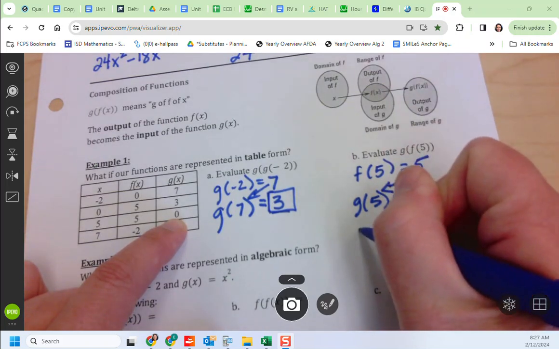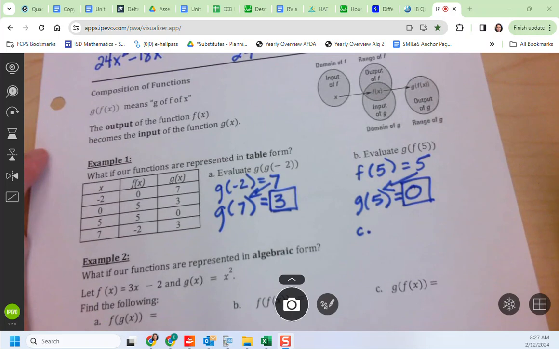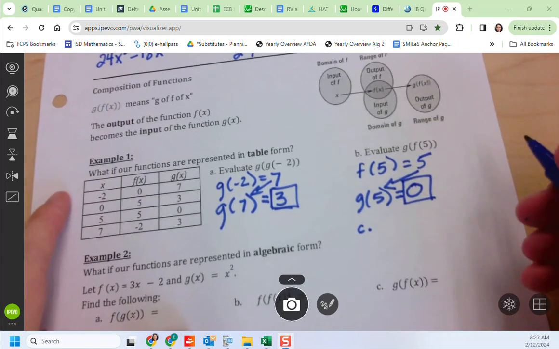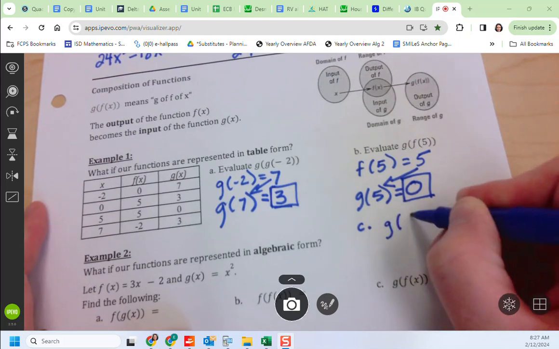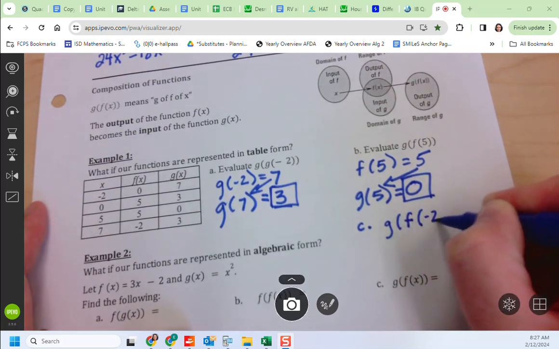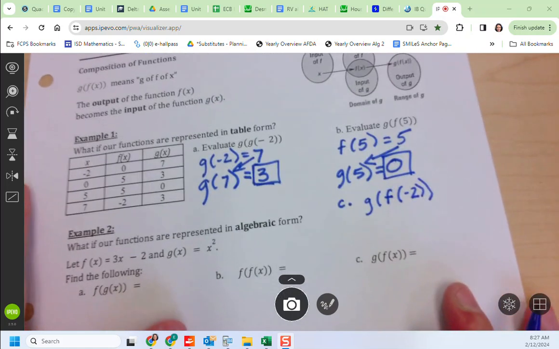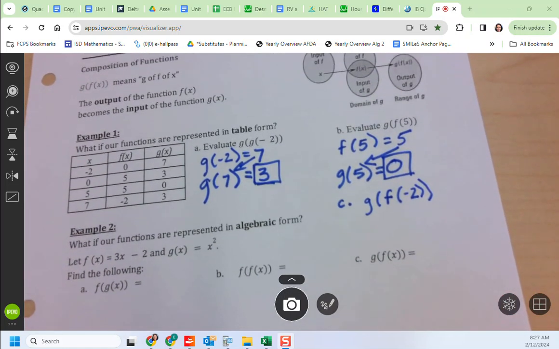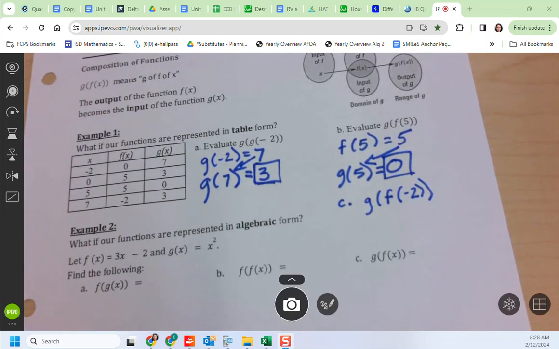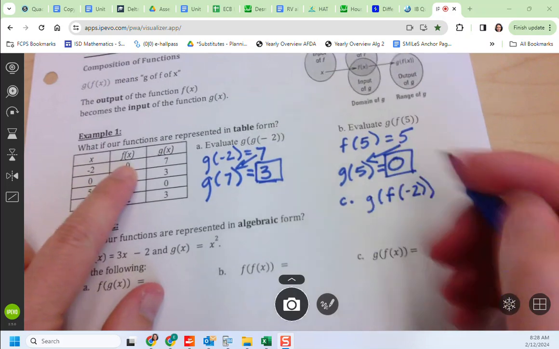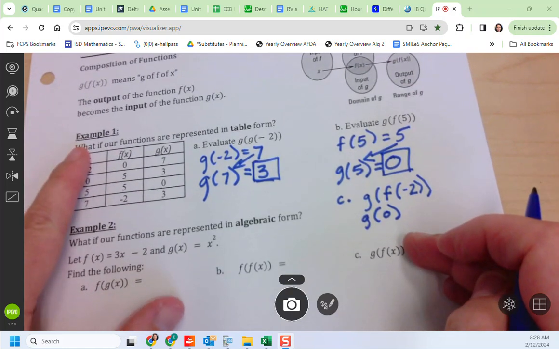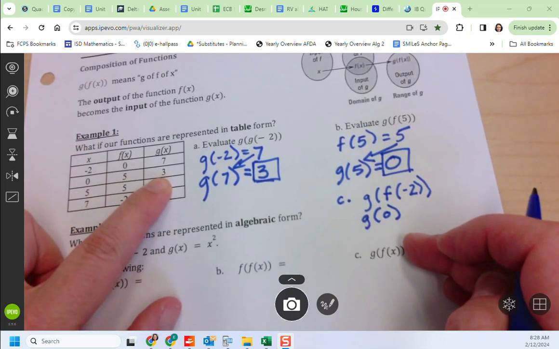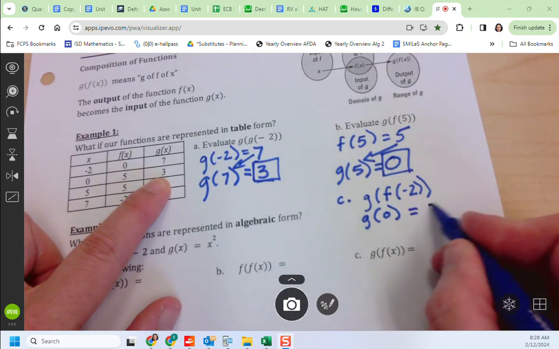I'm going to give you a part C. It's hard because it has to match up. G of f of negative 2. All right, on the inside we have f of negative 2. F of negative 2 is 0, so we're doing g of 0. Go back to the 0, and function g is how much? 3, yeah. So that's your final answer.